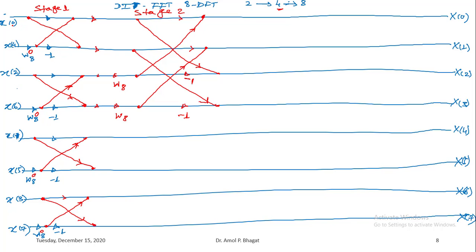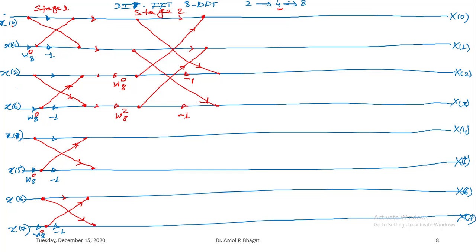But out of those 4 points, x of 0, x of 1, x of 2, and x of 3, only x of 0 and x of 2 are there. So the twiddle factors W80 and W82 will be utilized in stage 2. Why are we using W82 and W80? What is the reason?